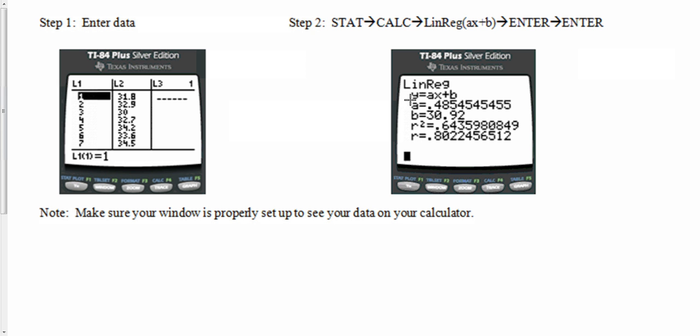We're looking for a Y equals something times X plus B. Well, this A value, that's our M, would be given on the screen. This B value, right here, would be given on the screen as well. Okay, so this would give us the line of best fit, or at least the equation for the line of best fit using a TI-83 or 84.